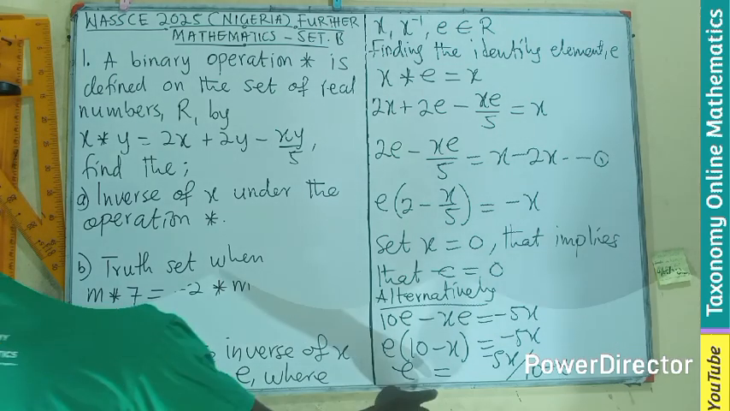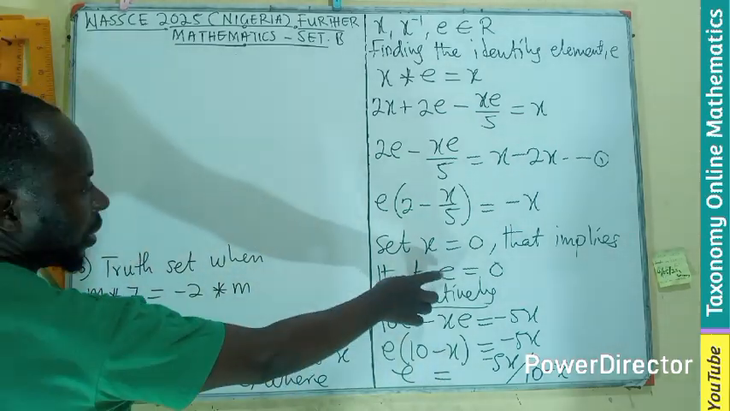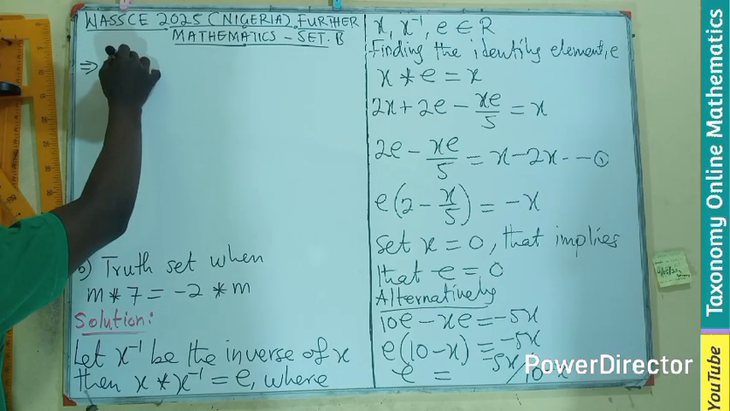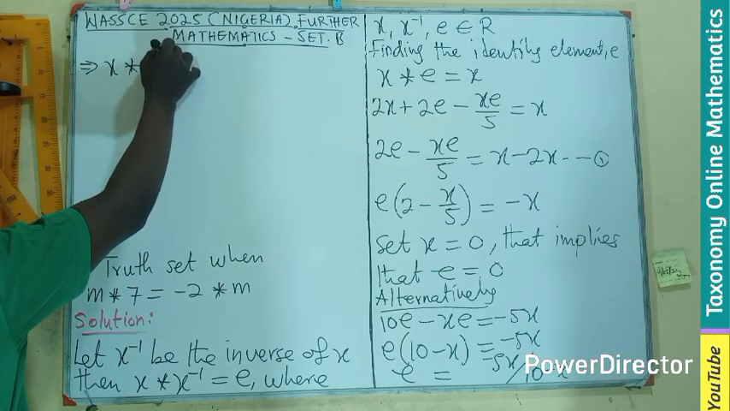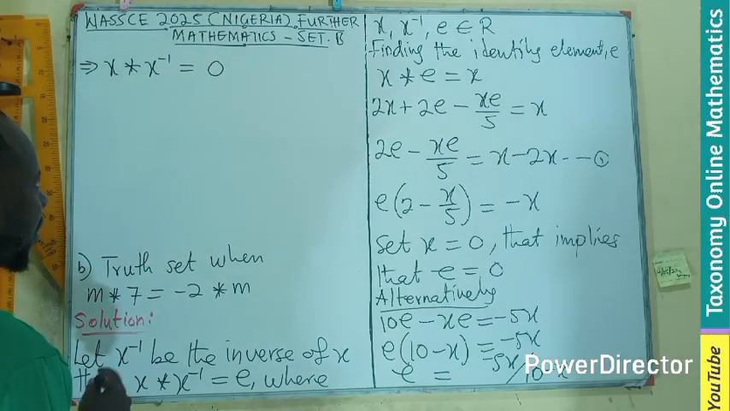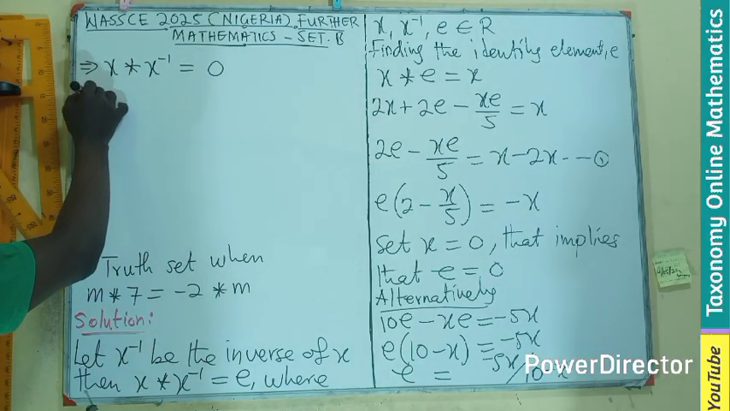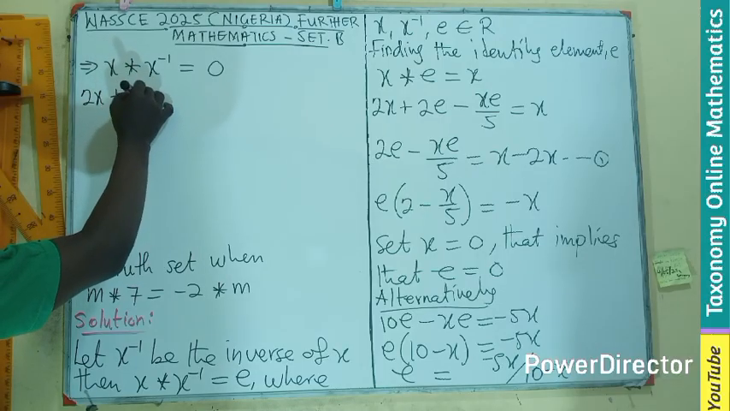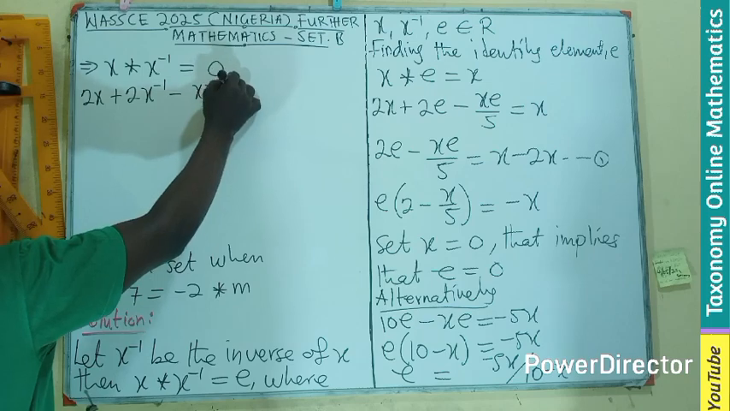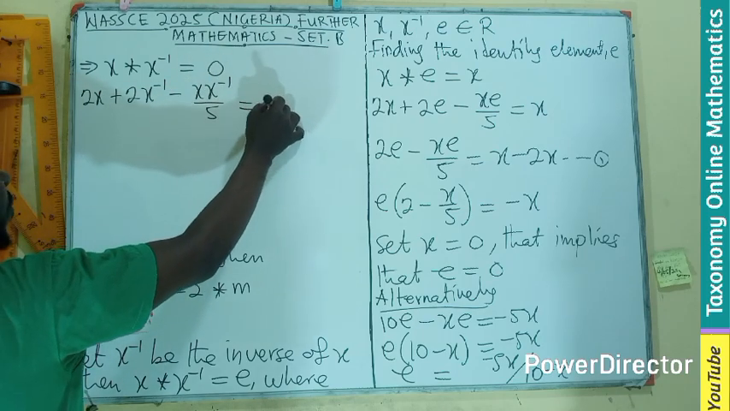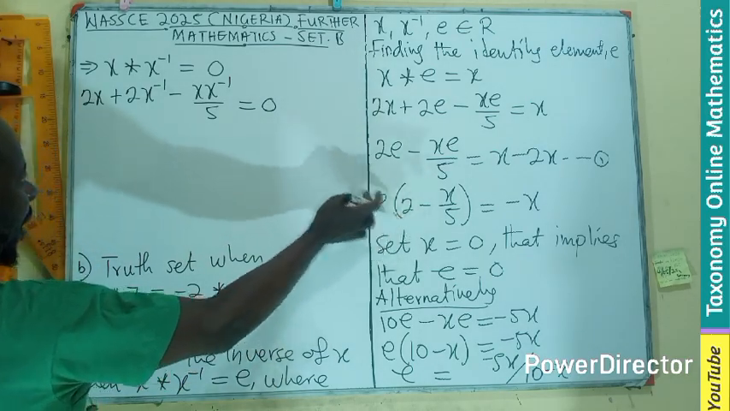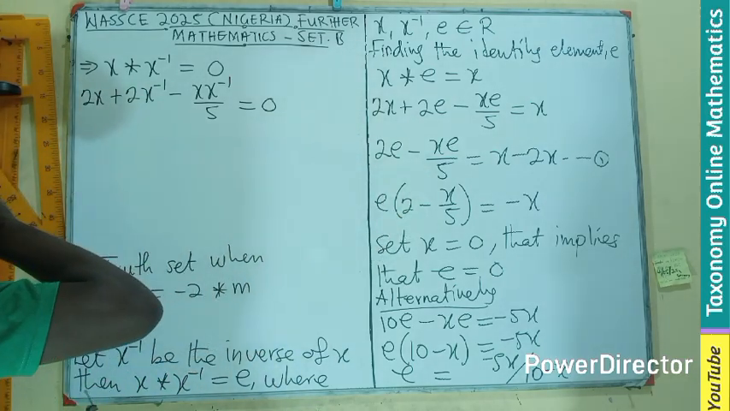Now we know the identity element which we are looking for to replace this value here in order to find the inverse. So right from here, this implies that x operated by its inverse will give us e, where in this case we introduce 0. Let's follow the definition again. Multiply the first term by 2, the second term by 2, minus the first term multiplied by the second term divided by 5. We are expected to have what? 0.